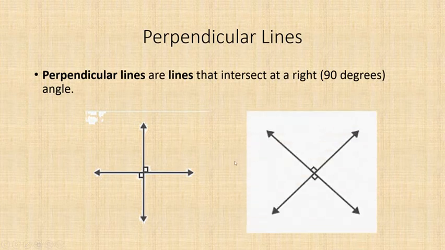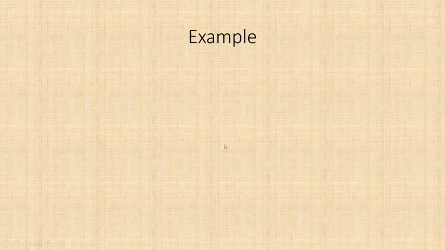So again, let's have another shape for the perpendicular lines. No matter the position of the lines, they are forming right angles. So once they are forming a right angle, I can call them perpendicular lines. So let's have an example.